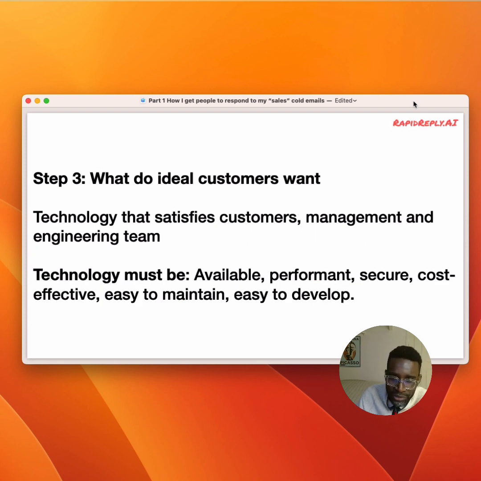Step 3, what do ideal customers want? Well, typically if you're like a CTO or so forth, you usually want to build technology that satisfies customers, management, and the engineering team. Usually that technology has to be available, performant, secure, and so forth. You can see here on the slide. And so again, you want to put some of those key terms in your email so you show what you know, what you're talking about.